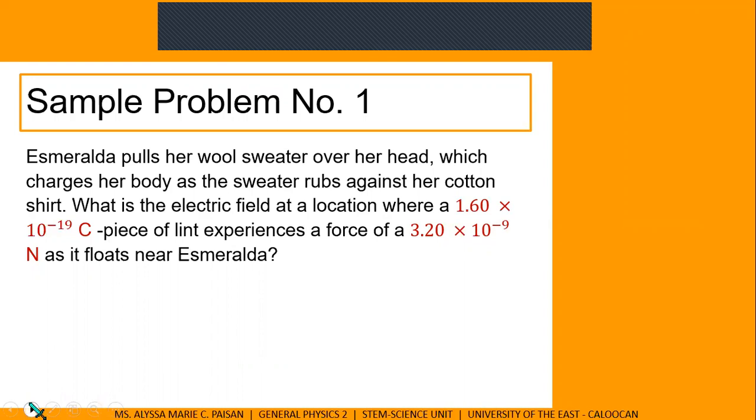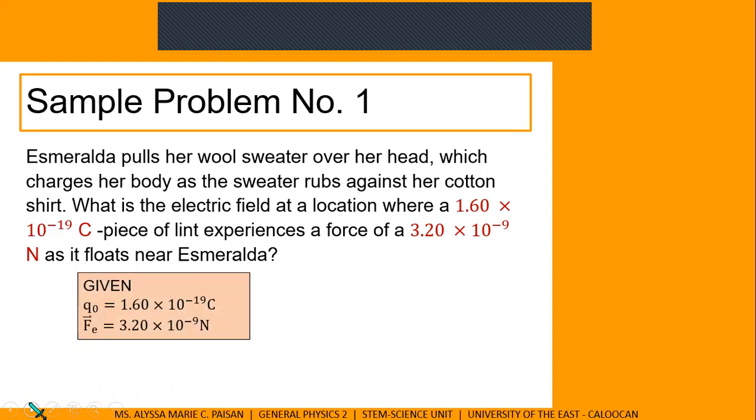Dyan, no? So, here, balik tayo sa Gresa kasi simple nga lang to. Hindi mo kailangan ng sketch at hindi mo kailangan ng free body diagram. So for the given, we have the test charge, which is 1.60 times 10 raised to negative 19 coulomb. So bakit ko nasabi that this is test charge and not point charge, no? Ayan. First, yung sweater, tsaka yung body ni Esmeralda, yung na-charge. Tapos, as a result, syempre na-charge din yung lint as it is rubbed in her body.